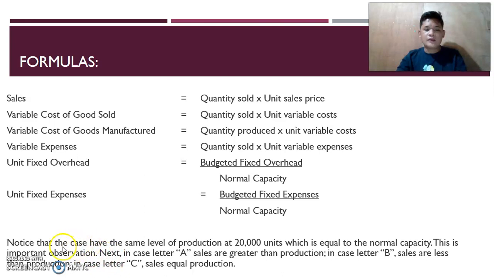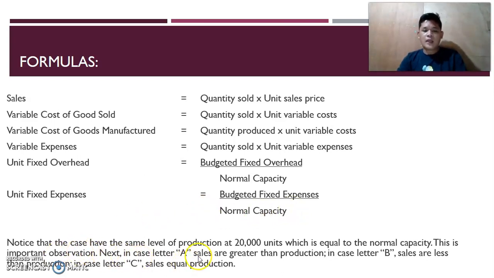So, notice that the cases have the same level of production. Per case natin, di ba, magkapareho lang yung mga production, that is 20,000 units, which is equal to the normal capacity. So, take note class, magkaiba yung production at saka yung normal capacity. Yung normal capacity, yan yung normal na ginagawa ng company. Pero yung production, that is the actual number produced. So, magkaiba yung dalawa, production at saka normal capacity. So, this is an important observation.